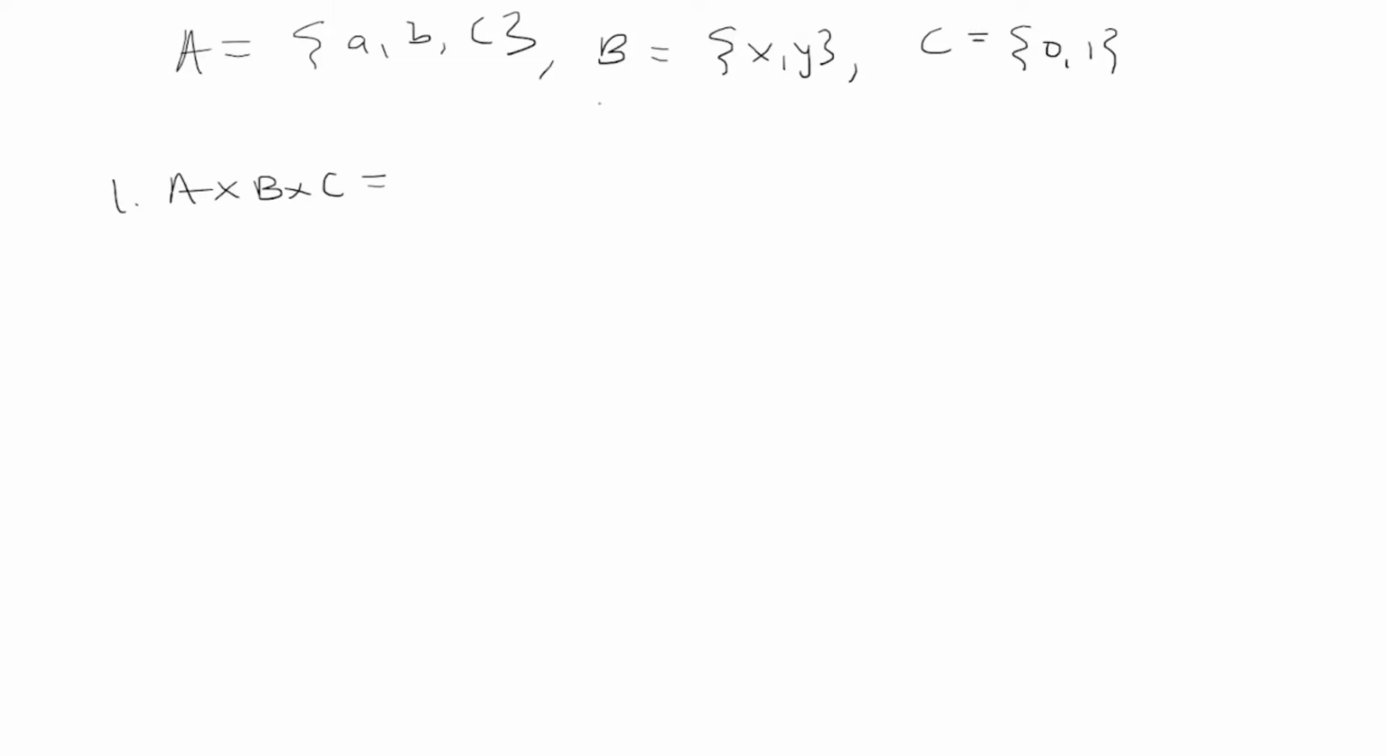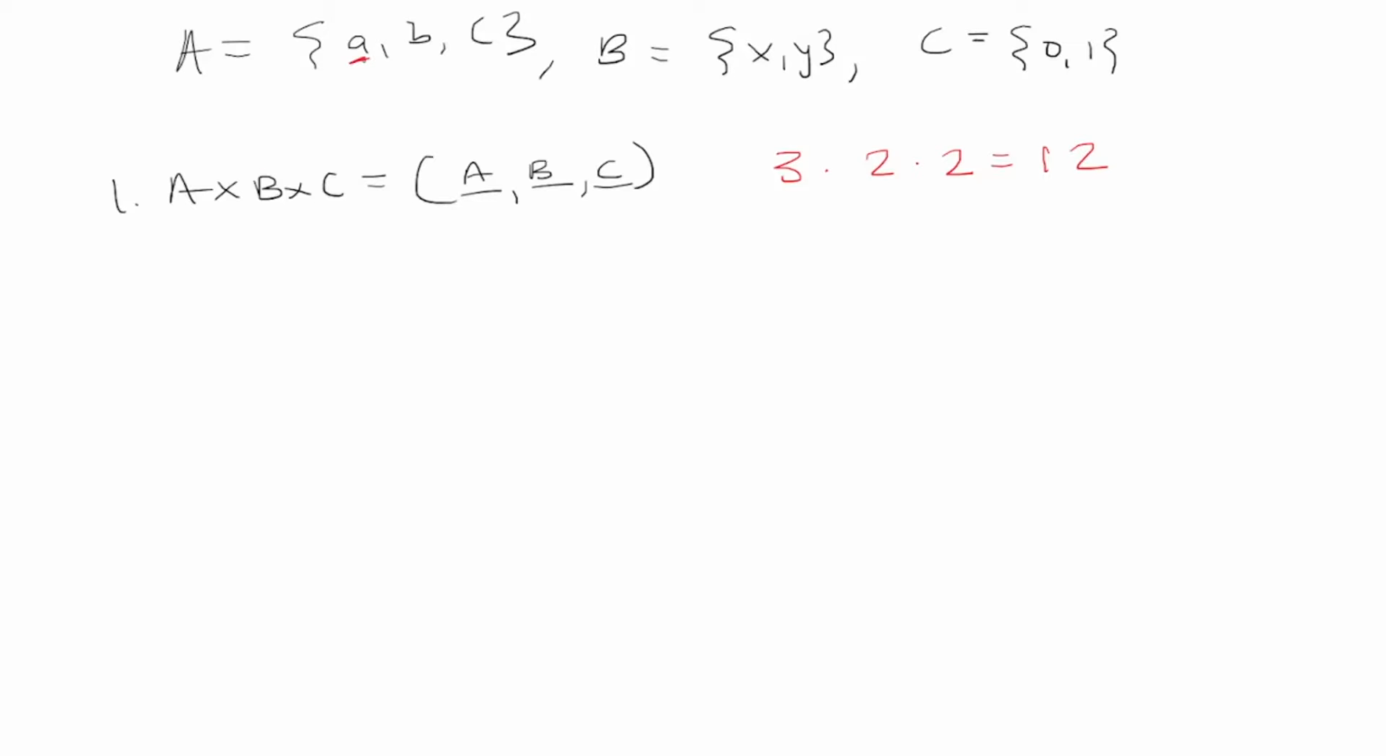So for this one, we're going to have elements from A, elements from B, and then elements from C. So we want to take into account all of them. So there's going to be 3 elements from A, 2 elements from B, 2 elements from C. So I do 3 times 2 is 6 times 2 is 12. That means there should be 12 total solutions here.